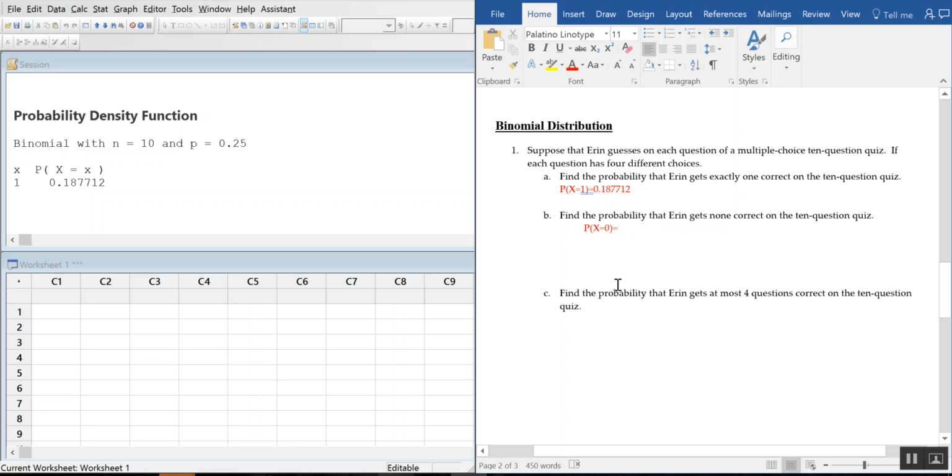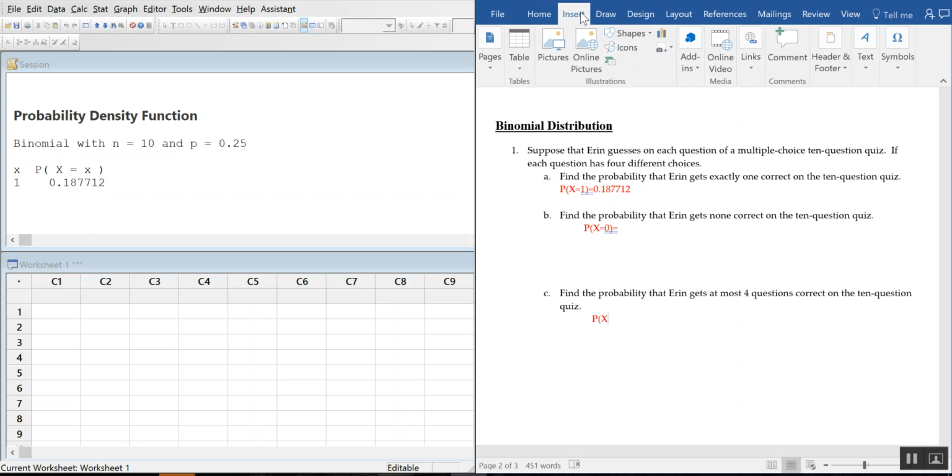So the next thing is, find the probability that Erin gets at most 4 questions correct in her 10 question quiz. As you look at this, at most 4 would be the probability it's less than or equal to 4, because 4 is an option, and it could be smaller. Now this should be a higher probability because we should expect she gets 2 or 3 correct. So this is the option she got none correct, 1 correct, 2 correct, 3 correct, or 4 correct. And we know that the mean is 2.5. So this includes the mean. It should be larger. Okay.